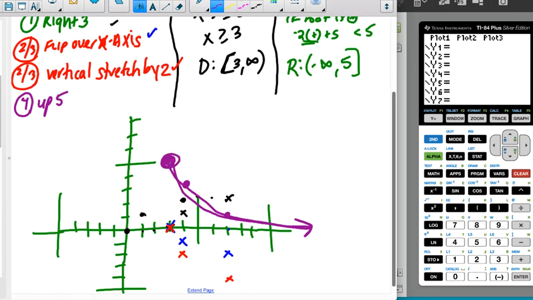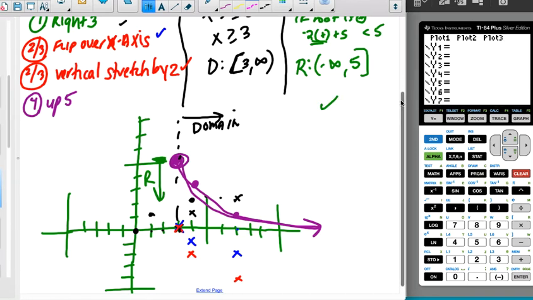So if we go back now and revisit my domain, you can see that the domain is definitely 3 to infinity. And if we go back and revisit my range for a sec, you can see that the range definitely is from 5 downward forever, right? And that checks out. So let's go ahead and put that in a calculator and just see that we're correct in how that worked out, right?